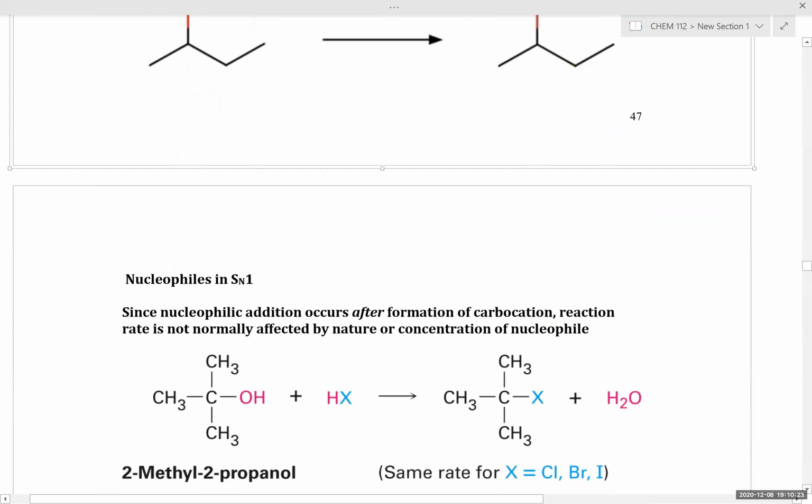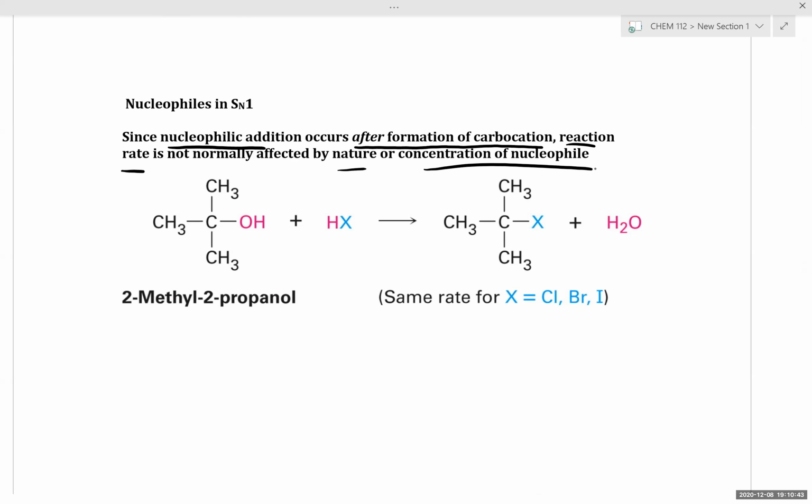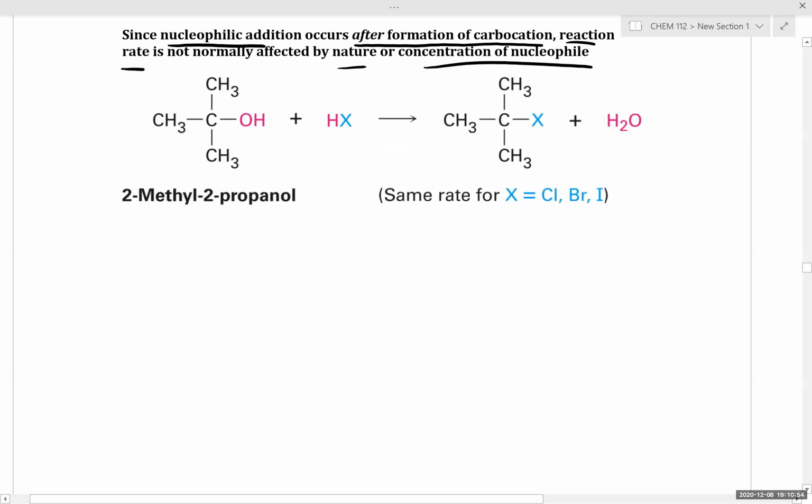Okay, perfect. So in terms of the nucleophiles in the SN1 reaction, since the nucleophilic addition occurs after formation of the carbocation, the reaction rate is not normally affected by the nature or concentration of the nucleophile. So you don't see a lot of dependence on the nucleophile, almost functionally no dependence on the nucleophile for the SN1 reaction. Does that make sense? The attack of the carbocation is the fastest step and it's not rate limiting. So you shouldn't see any dependence of the reaction rate on the attack of the carbocation and the nature of our nucleophile.